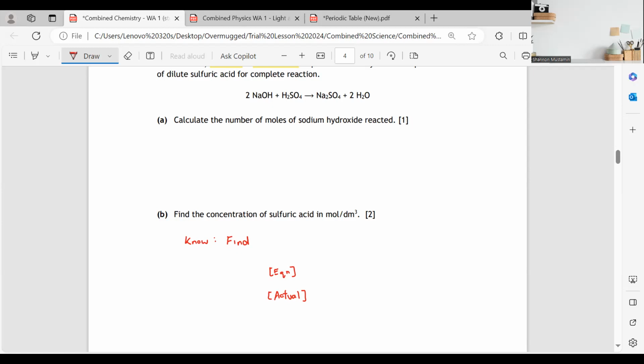Then before you even write this, what does the recipe say? How many NaOH do you add and how many H2SO4? The recipe says 2 is to 1, so write 2 is to 1 first, at the top. And this one is the last one actually. You write 2 is to 1 first. Recipe says 2 is to 1. Okay. How much do you actually have in this experiment?